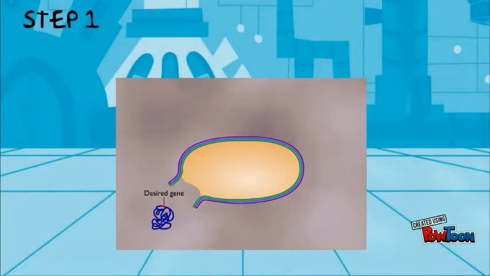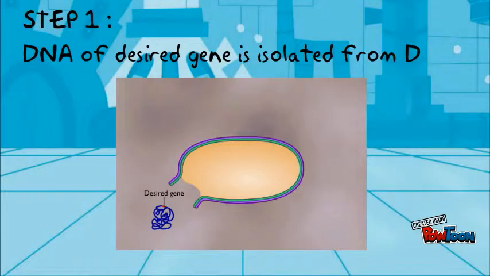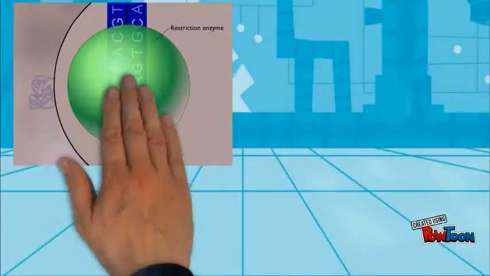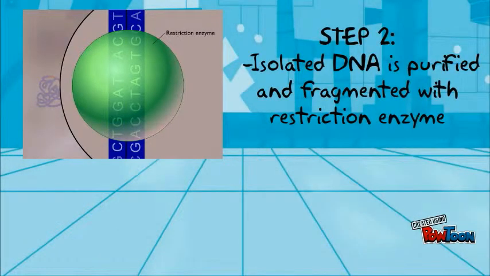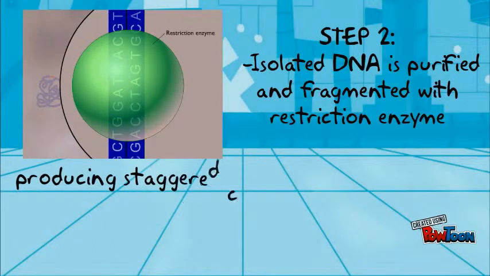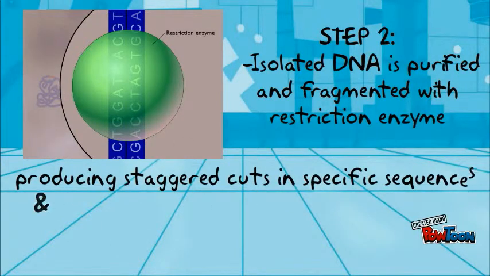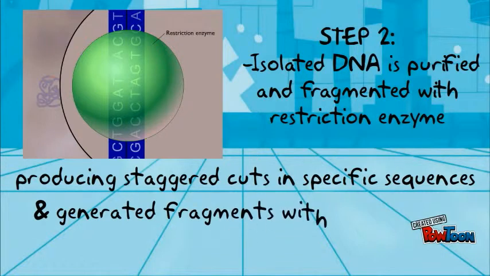The first step, DNA of the desired gene is isolated from DNA. Second step, the isolated DNA is purified and fragmented with a restriction enzyme, producing staggered cuts in a specific sequence and generating fragments with cohesive ends.